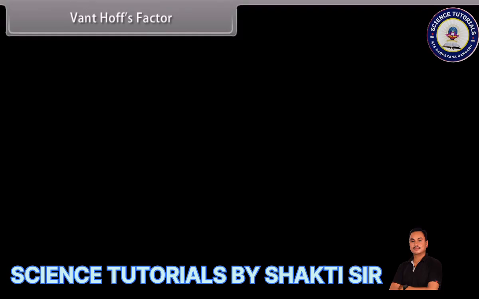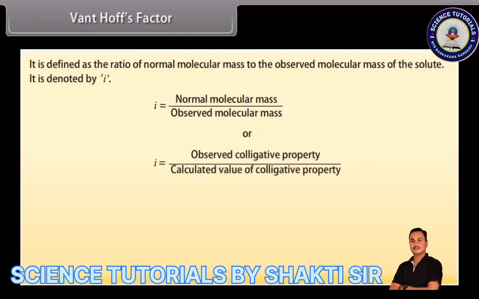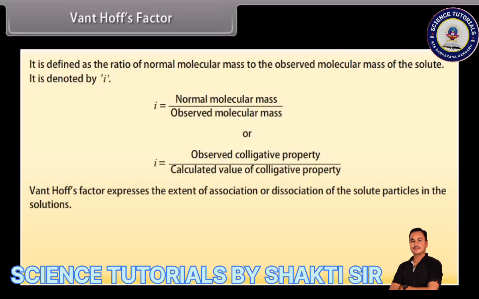Van 't Hoff's factor. It is defined as the ratio of normal molecular mass to the observed molecular mass of the solute. It is denoted by i. i is equal to normal molecular mass divided by observed molecular mass, or i is equal to observed colligative property divided by calculated value of colligative property. Van 't Hoff's factor expresses the extent of association or dissociation of the solute particles in the solutions.